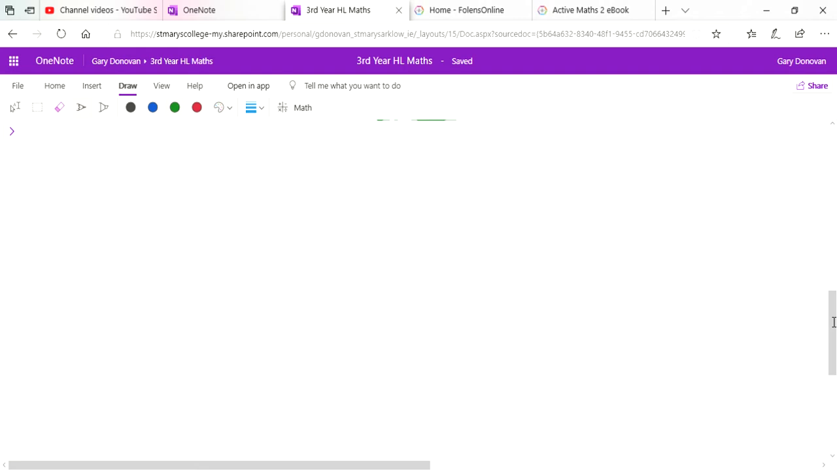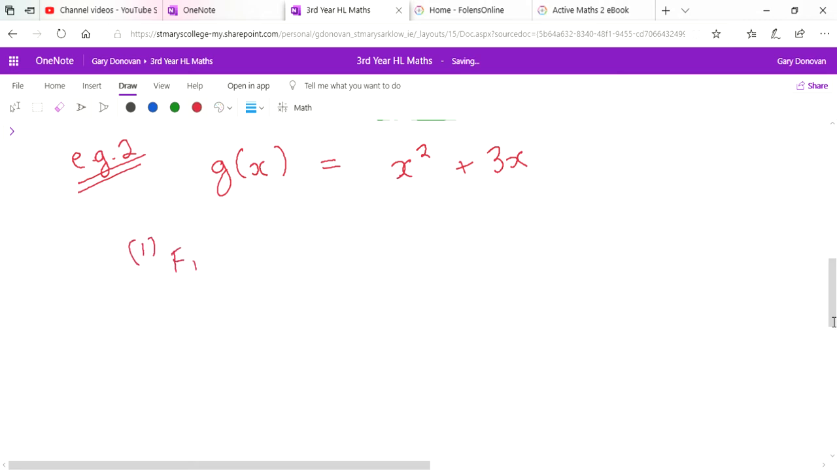The next question I'm going to look at, and this is an example again, but you might want to take a note of this. This is just a slightly different example, but I'm then going to get you to do a similar past paper question. Let's say in a question they told us that g of x equals x squared plus 3x. And they might ask you, they do ask you, find g of x plus 1 in terms of x.